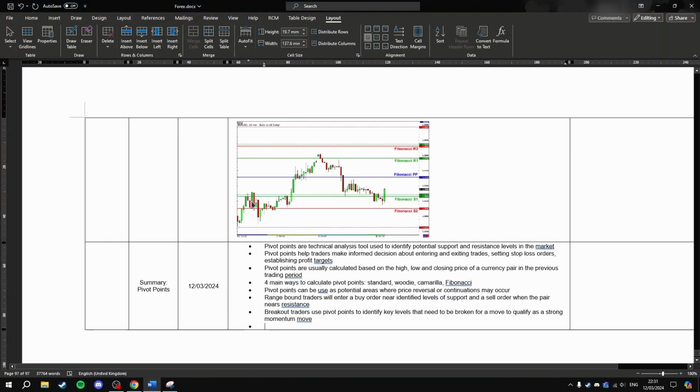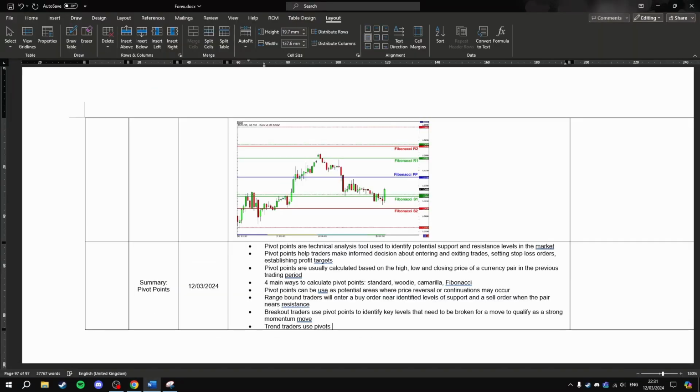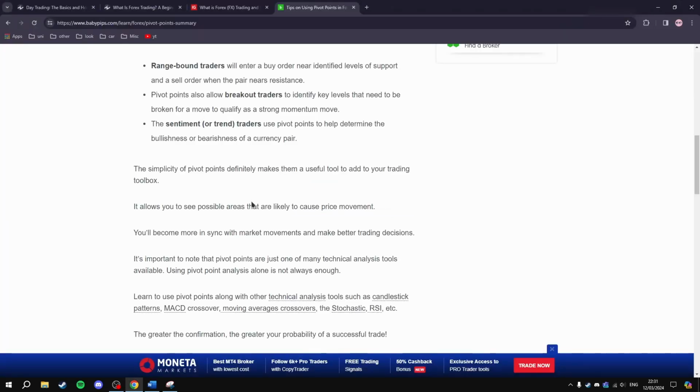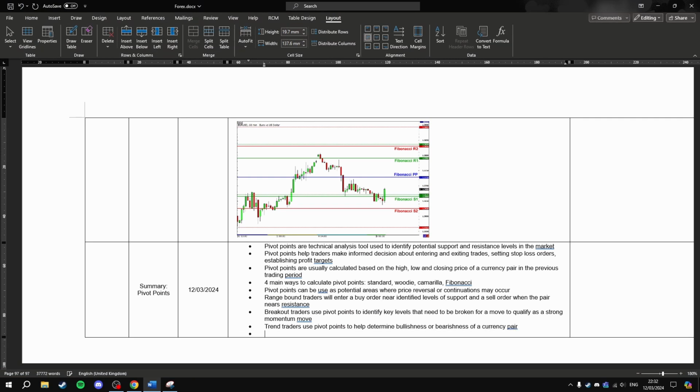Sentiment or trend traders use pivot points to help determine the bullishness or bearishness of a currency pair.